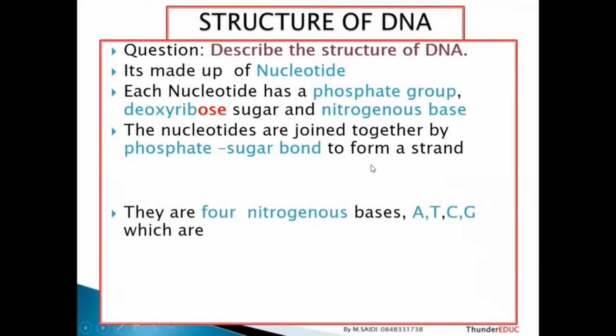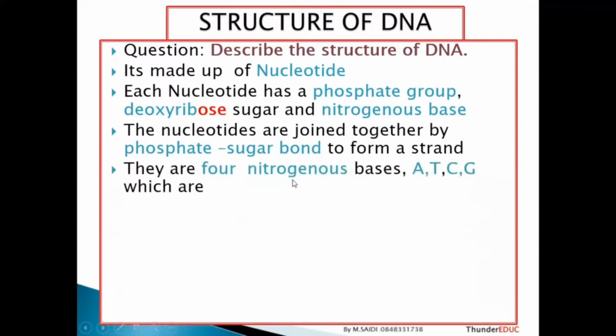So we have seen that it's made up of nitrogenous bases. There are four different categories of nitrogenous bases. Mention those nitrogenous bases: adenine, thymine, cytosine, and guanine. If it is RNA, then you talk about adenine, uracil, cytosine, and guanine.